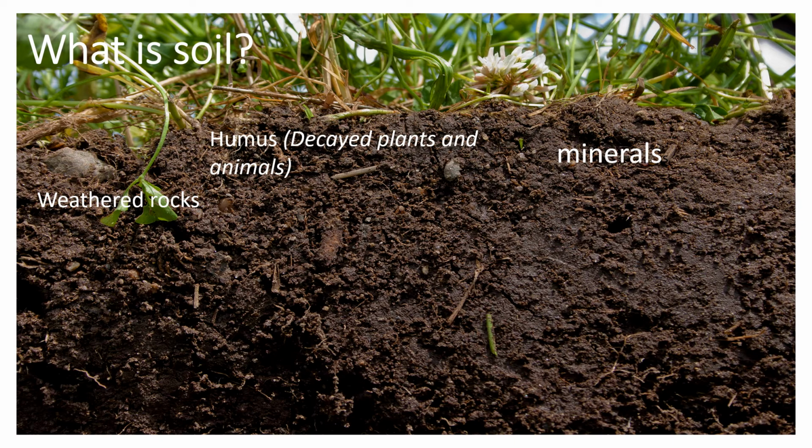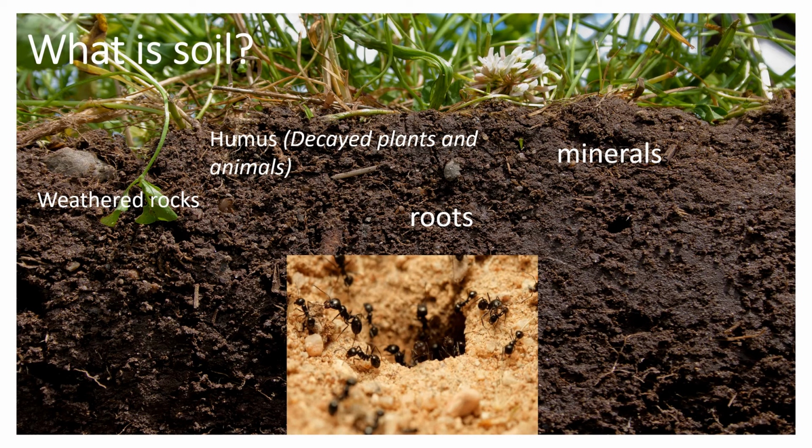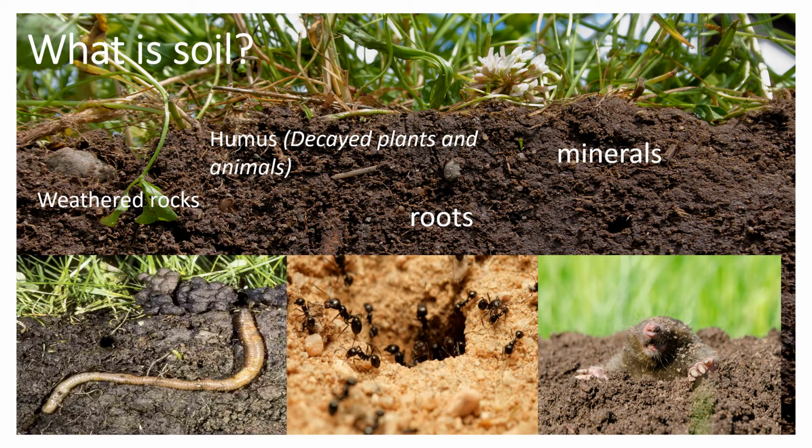If you dig away a chunk of soil, you might find roots. A plant's roots take in water and minerals from the soil. They also hold the soil in place and help slow erosion. You might also find animals living in soil. Animals such as ants, earthworms, and moles break up soil. Their burrows help air and water get into the soil.